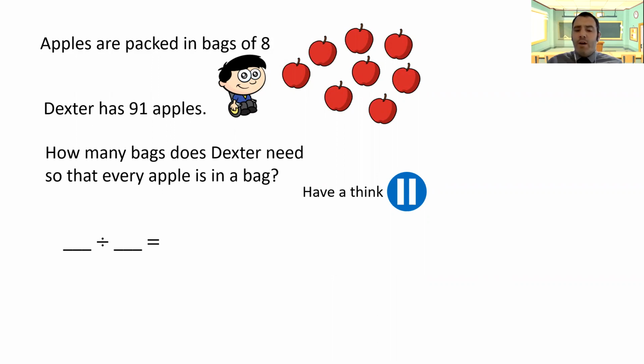The first thing we need to look at is our question. So apples are packed in bags of 8. And Dexter has got 91. And we need to put them into the bags. So my calculation needs to be 91 divided by 8. That'll tell me how many bags I need.